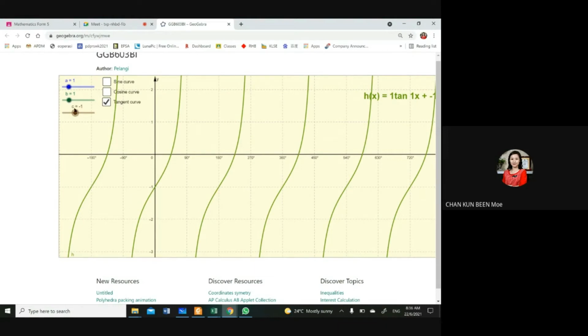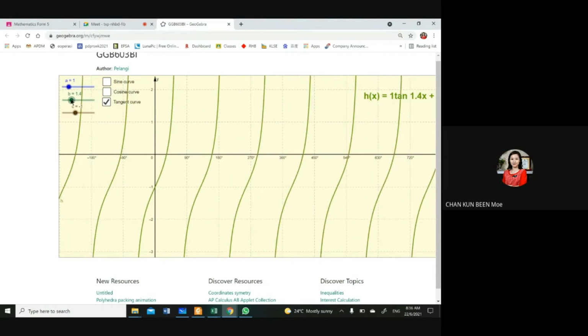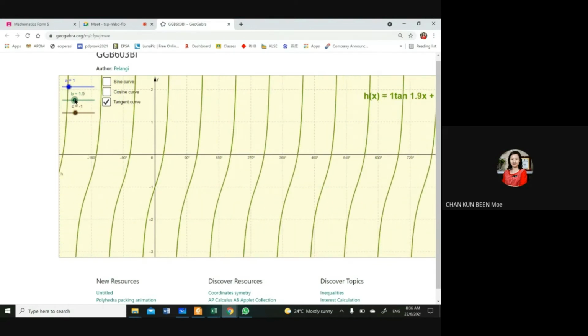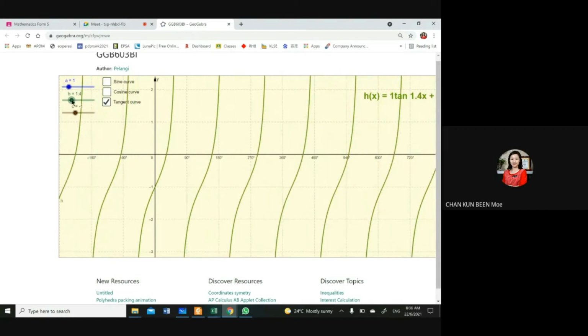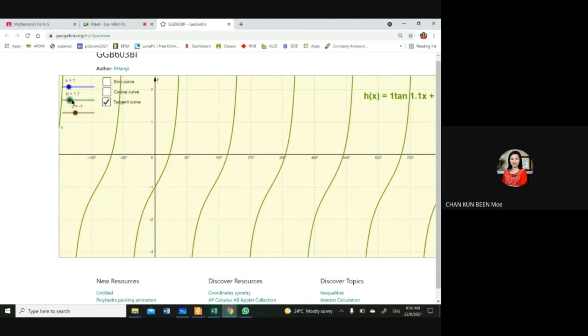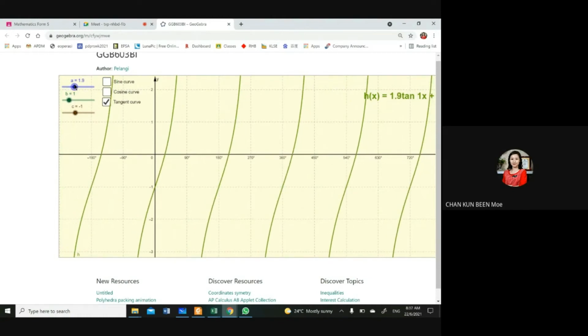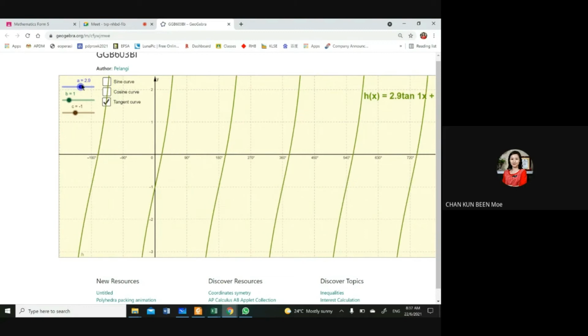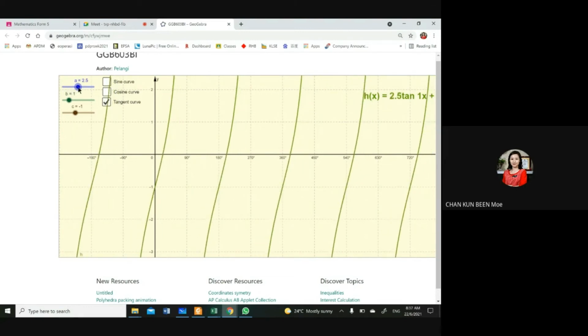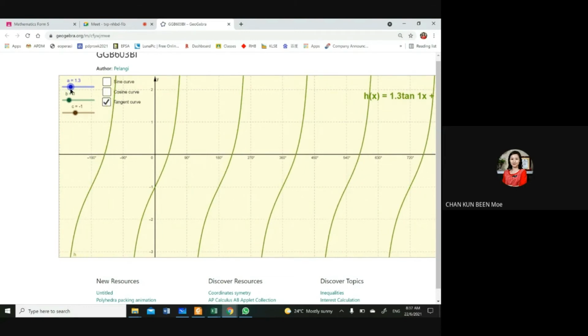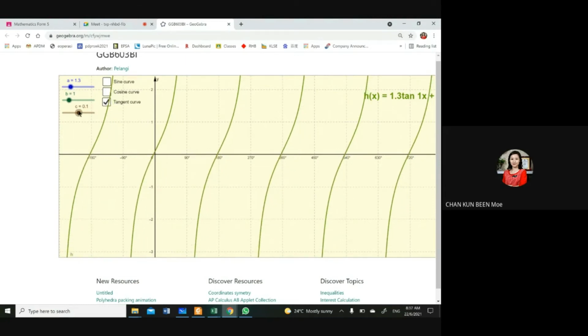When I change the B, the curve will be like this. That is the number of period. When I change the A, sorry, B represents the period. When I change the A, the curve changes, so the curvature changes. So I move it back to the original one. I need you to see this because there will be questions regarding this later on.